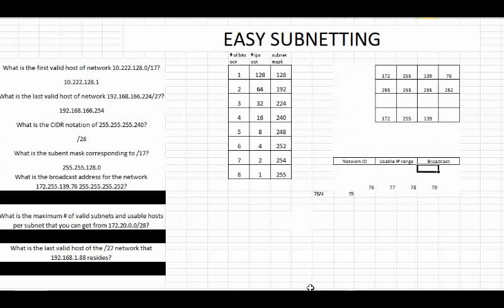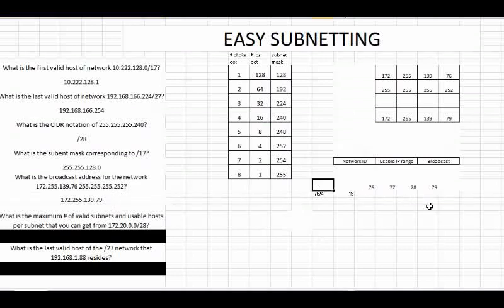So that means that 76 is the what? The network ID, because that's the beginning. Your usable range is what? 77 through 78. And your broadcast is going to be 79. So we are actually looking for the broadcast ID. That's going to be 79. So our broadcast is going to be 172.255.139.79. And let's check our answer here, see what we got. Bam. That's exactly what we got. So that was pretty quick, pretty easy. Nothing too crazy there. All right, let's clear this out. We'll look at the next question here.